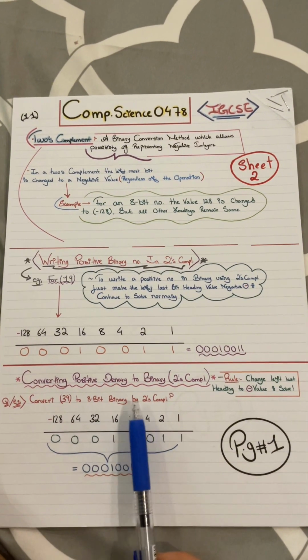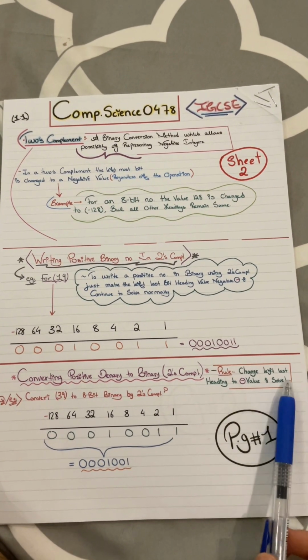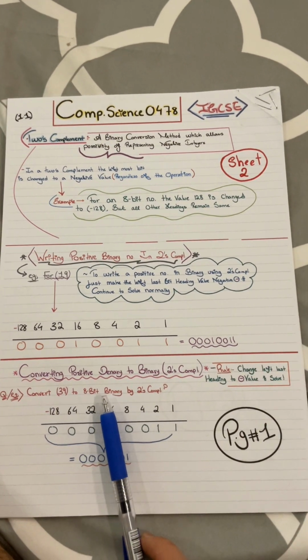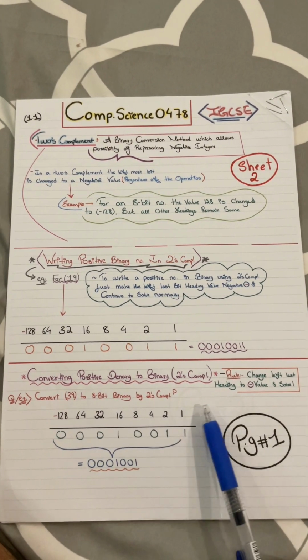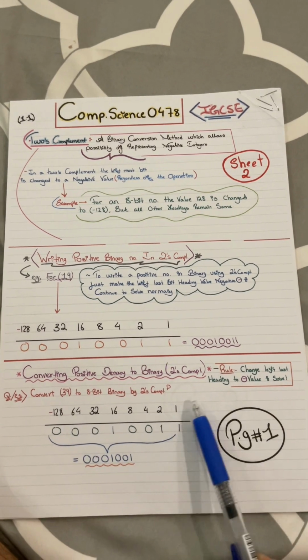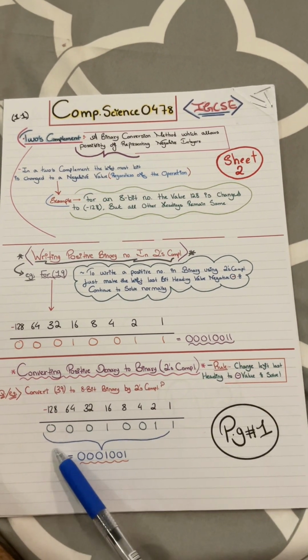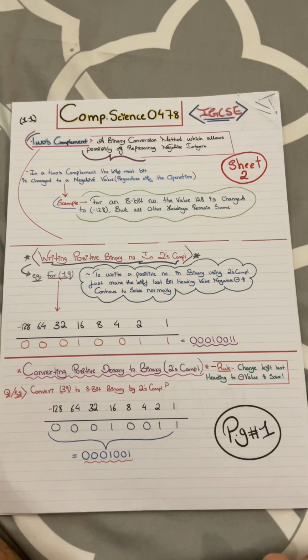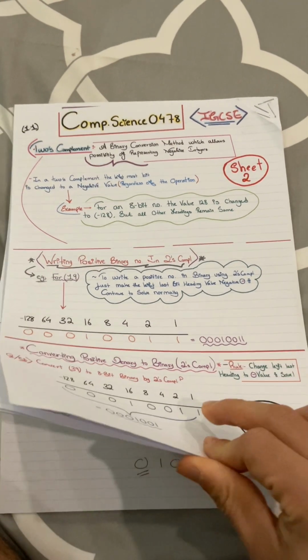How to convert a positive denary to a binary using 2's complement. Again, change the last left heading to the negative value. So converting 39 into an 8-bit binary by 2's complement, we're going to use the same method. Use a table, put the binary headings, put 1 under the numbers that add up to give you 39, and make the last left heading negative.